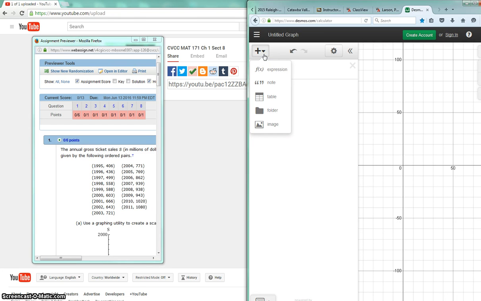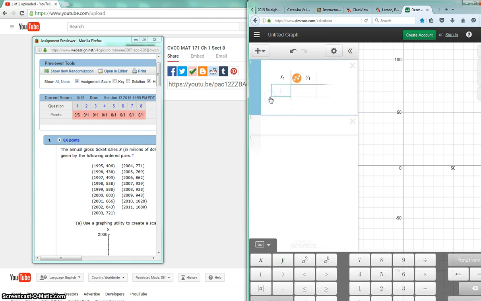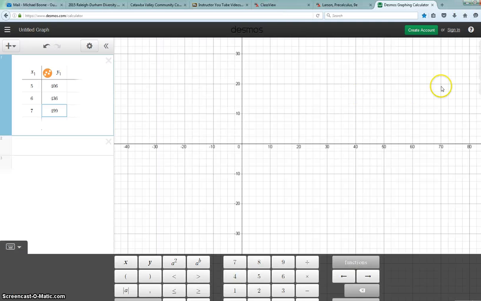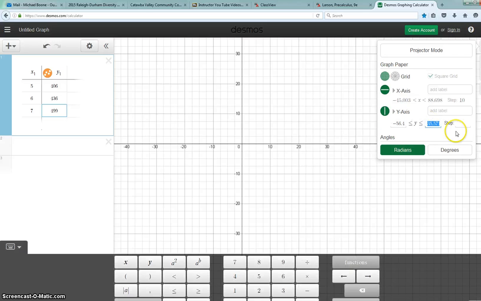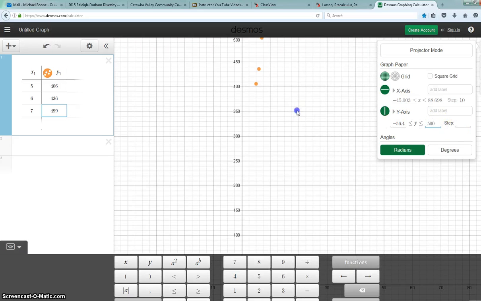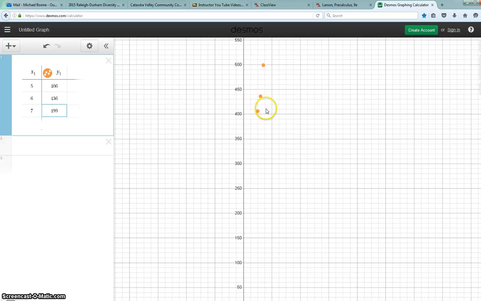So if I make a table, I'm going to have 5, 6, 7, I'm going to stop there. 406, 436, and 499. So I'm going to pretend I just have 3 data points. And we should be able to see these if I change our outputs a little bit. So let's go up to like 500. And so we can see these 3 dots.